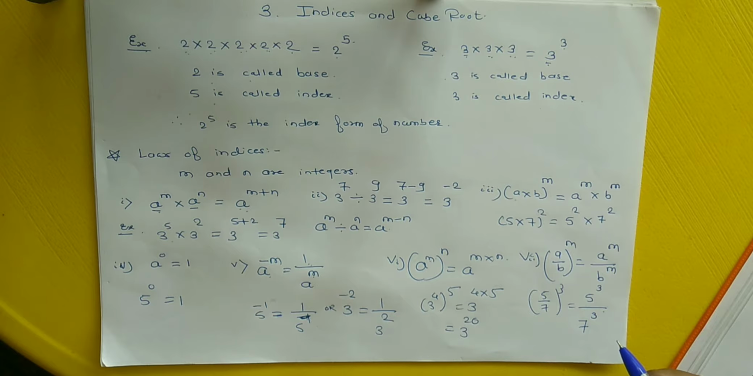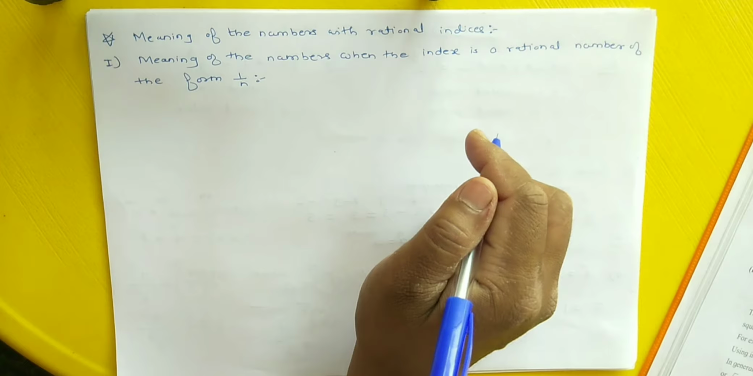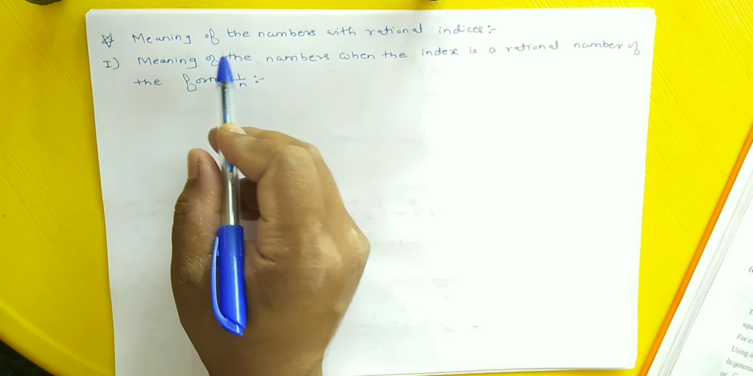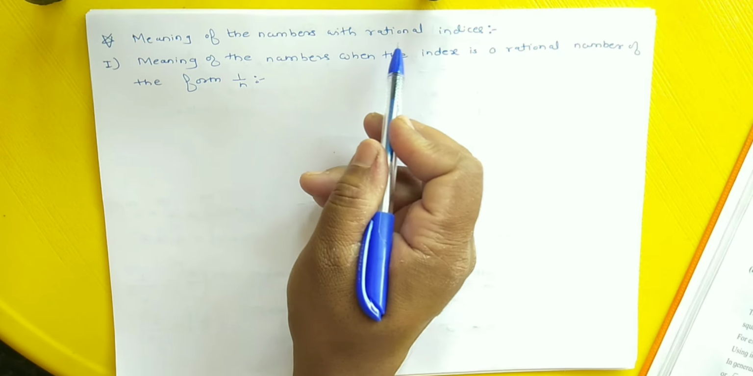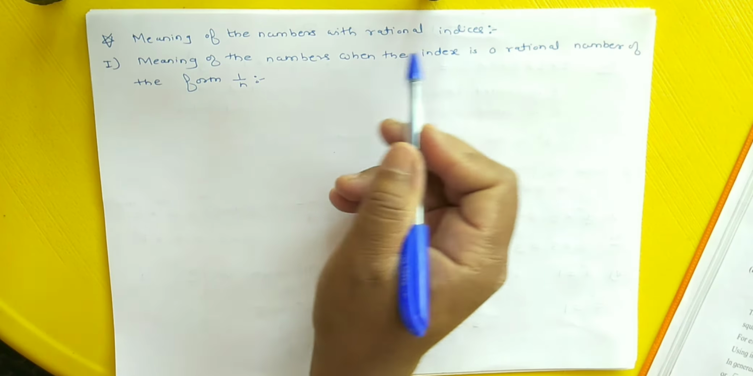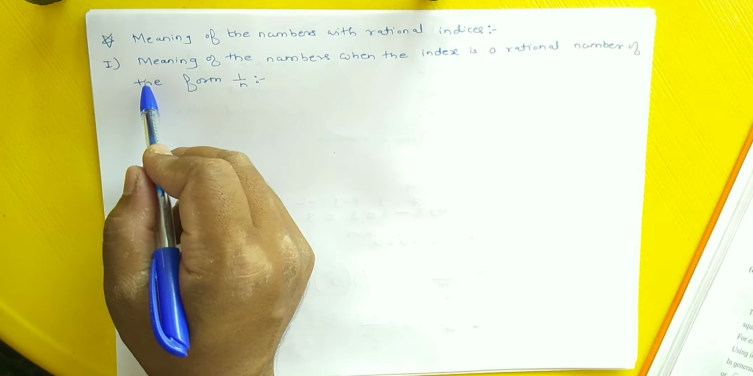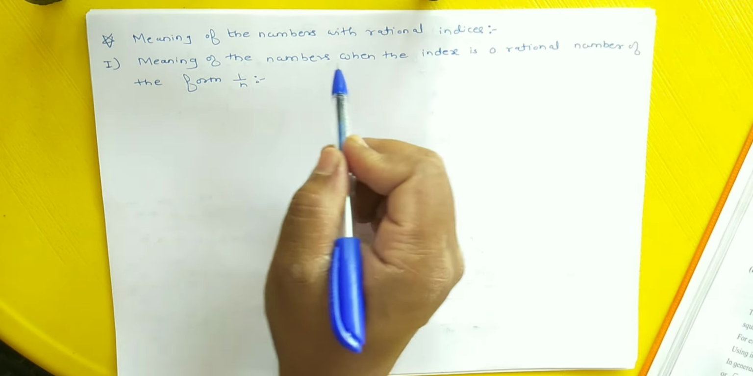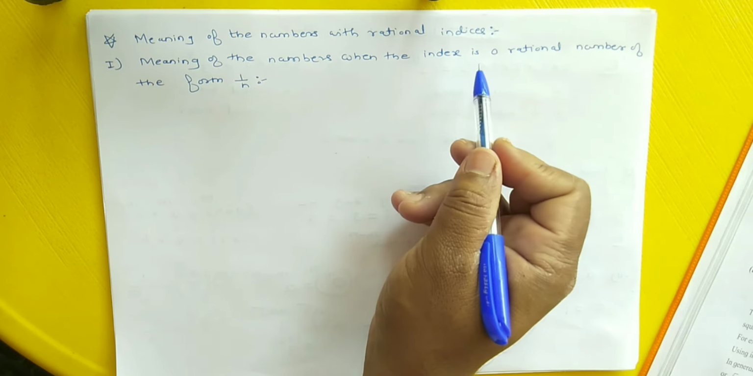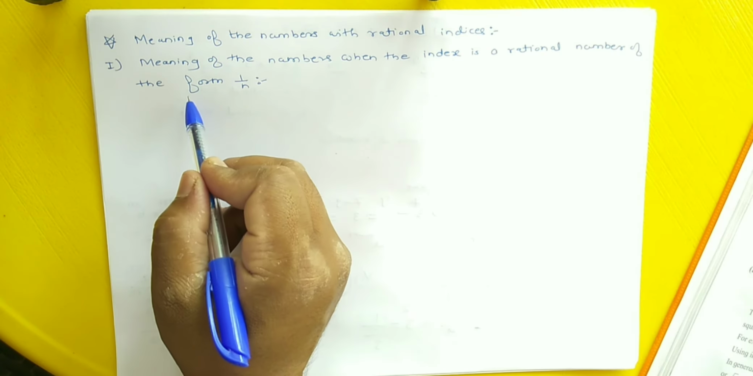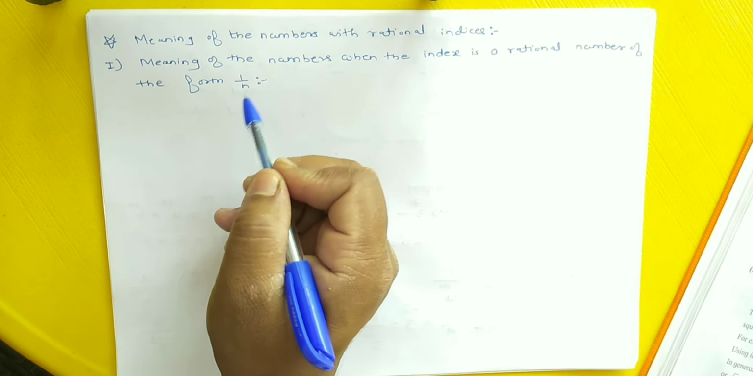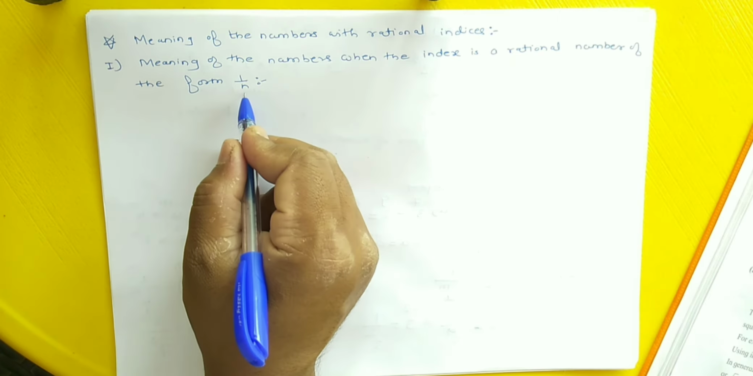Okay, so these are the laws of indices. Dear student, today we are going to study the meaning of numbers with rational indices. The first topic is the meaning of numbers when the index is a rational number of the form 1 upon n. And what is the meaning of this 1 upon n?